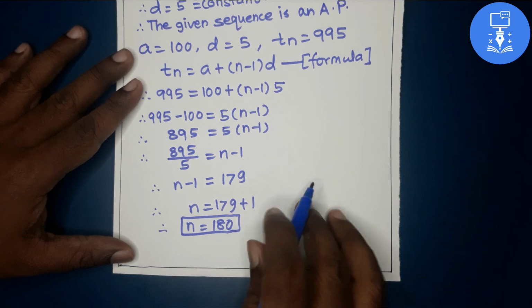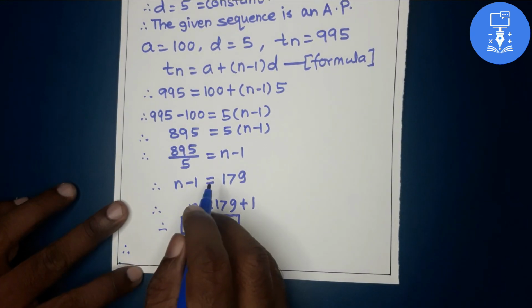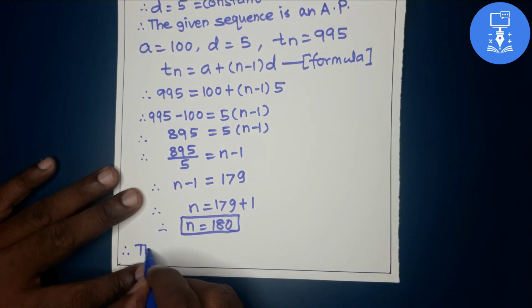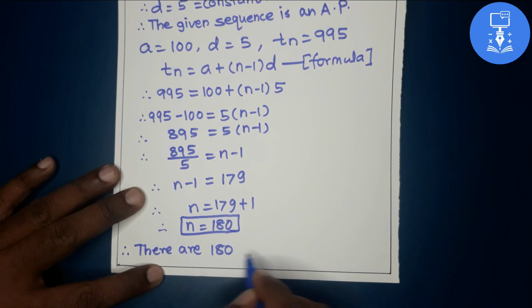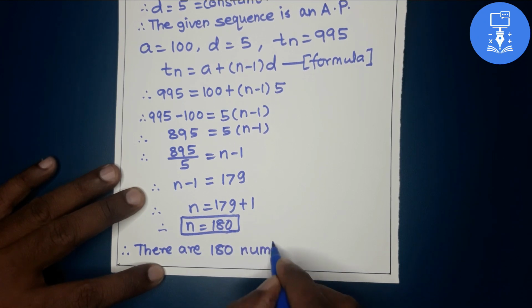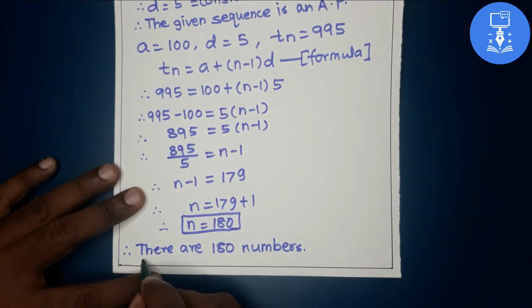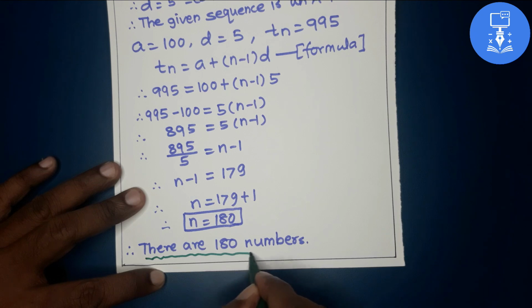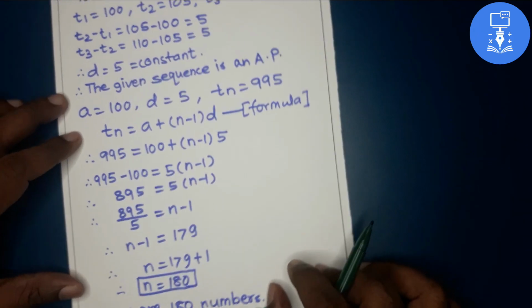What is our final answer? That n is equal to 180. So we can write here that there are 180 numbers which are divisible by 5. This is our final answer. There are 180 such numbers. Is that clear to you?